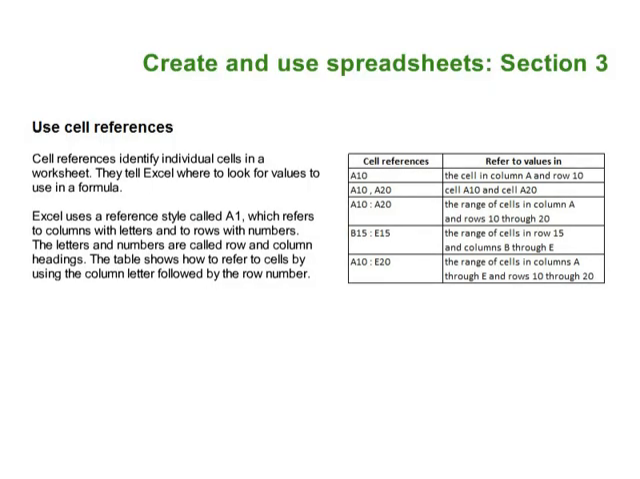Cell references identify individual cells in a worksheet. They tell Excel where to look for values to use in a formula. Excel uses a reference style called A1, which refers to columns with letters and to rows with numbers. The letters and numbers are called row and column headings. The table shows how to refer to cells by using the column letter followed by the row number.